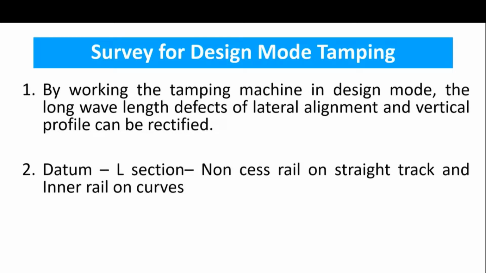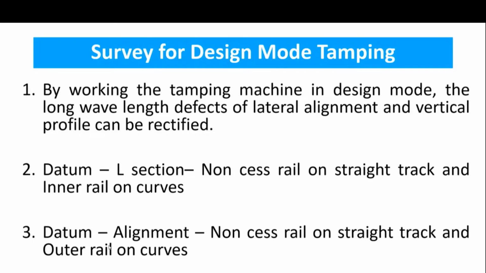The requirement is we should have the L section. What is the datum of the L section? Datum is the non-cess rail on the straight track or the inner rail on the curves. The datum rail for the L section. This is for vertical profile.